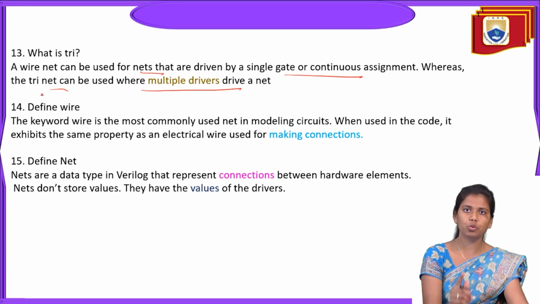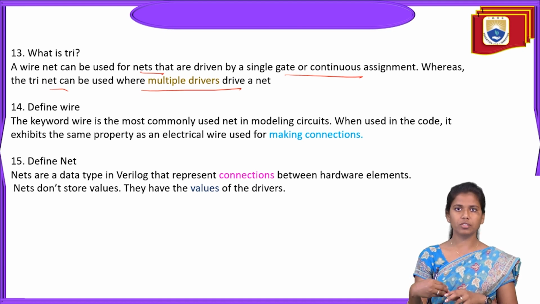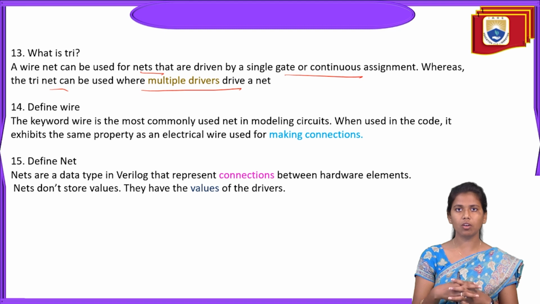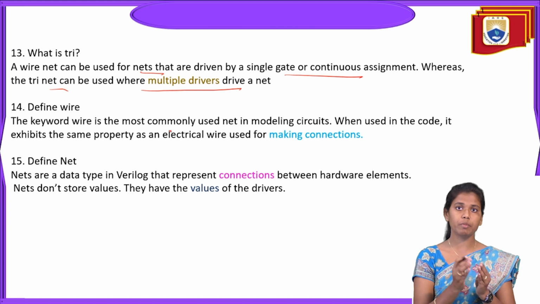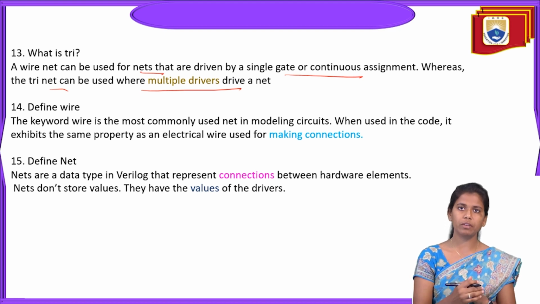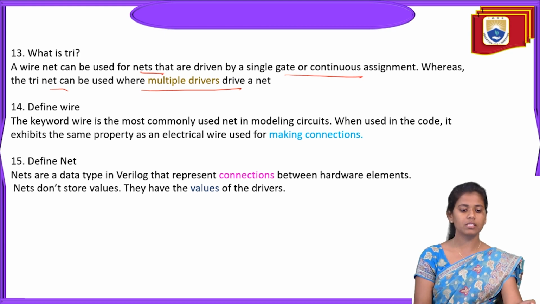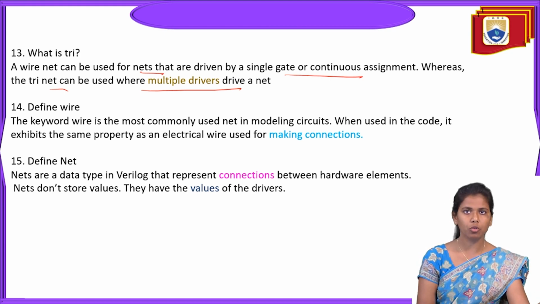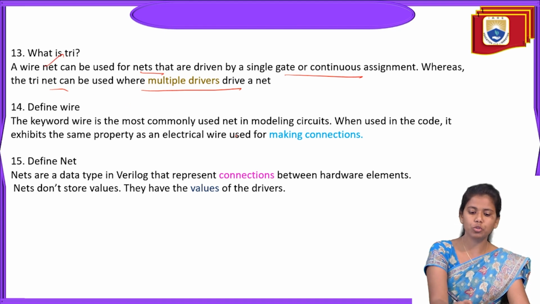So wire is only meant to connect small devices, a small network. For small networks, we make use of wire to connect all the modules, all the gates. But if you want to connect devices from multiple drivers, if the connection is needed between devices or modules driven by multiple drivers, then obviously tri is the net we can make use of. A wire can be used for a net that is driven by a single gate or continuous assignment.